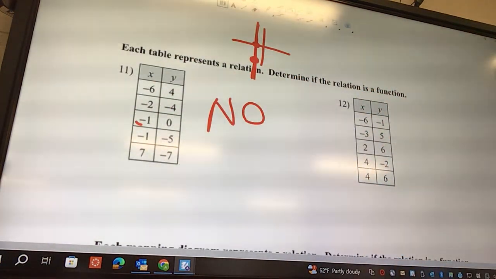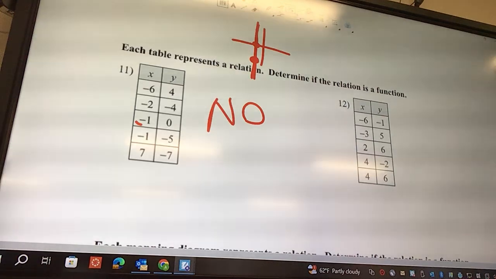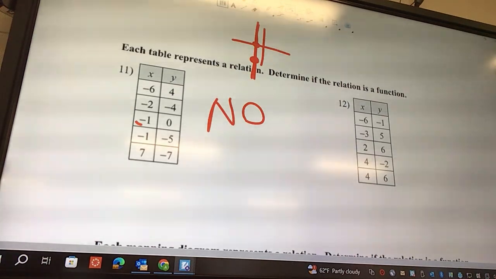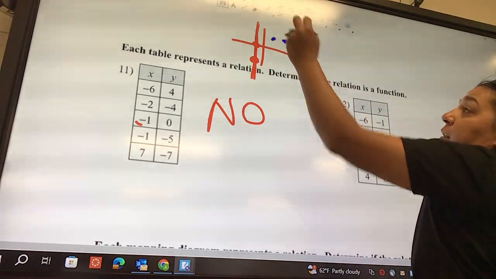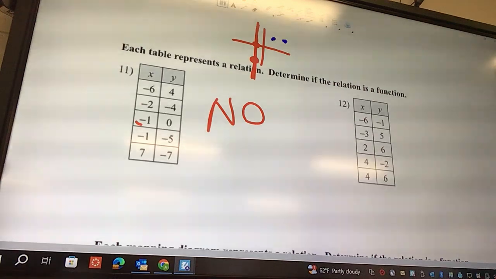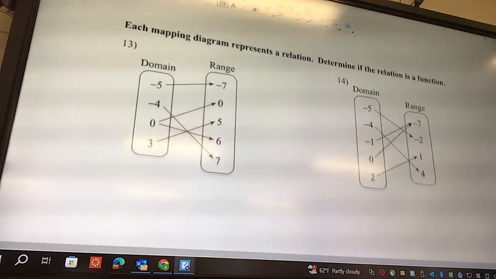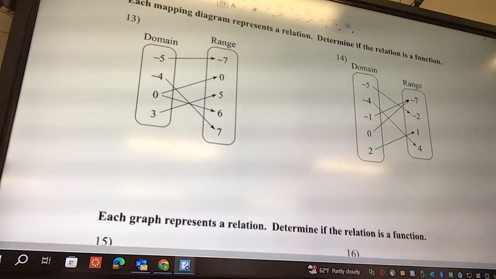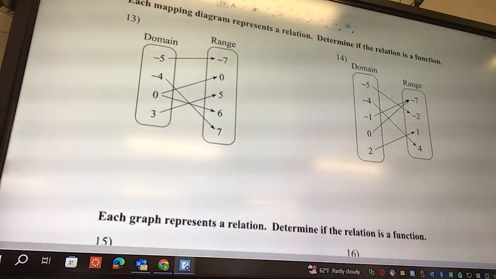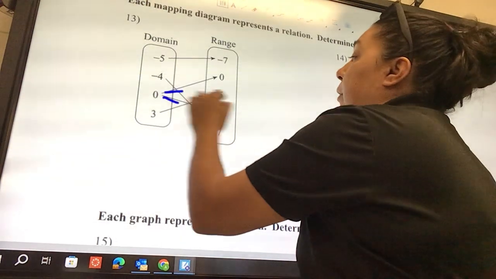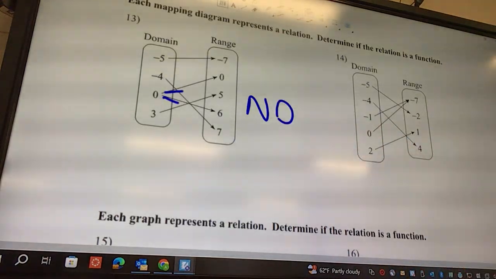Okay, our x's are not allowed to repeat. The y's are, because if our y's repeat, our line's just going to be like this. They're going to be this way, which is totally fine. Okay, they're not allowed to go up and down, so no repeating x's. Okay, so if we look at 13, does that have repeating x's? Yeah, what are they? 0, okay, 0 has 2 arrows coming off of it, which means it repeats. So this one is going to be a no, it's not a function.